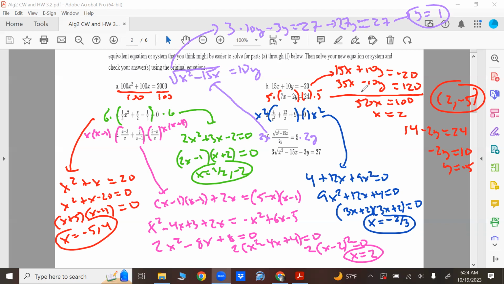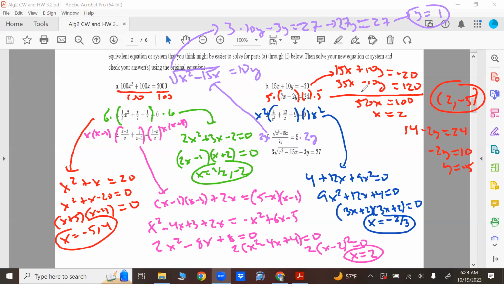For C, the one with the fractions, multiplied both sides by 6, since that's the least common denominator of 3 and 2. That I did in green. You should get 2x squared plus 3x minus 2 equals 0. I didn't quite do the diamond or the box, but I trust you guys can factor that correctly. You should get 2x minus 1 times x plus 2. You get 1/2 and negative 2.